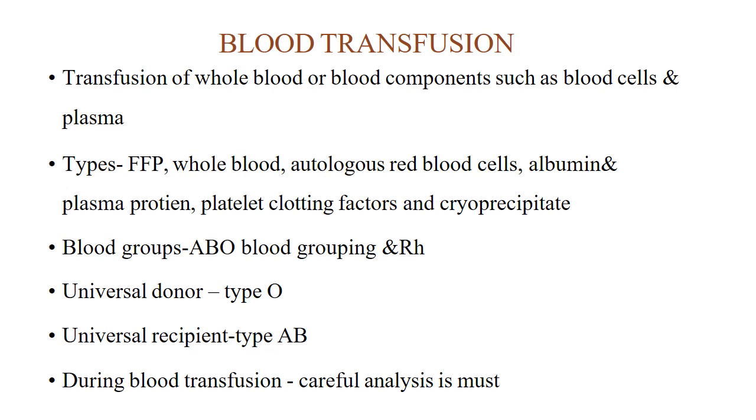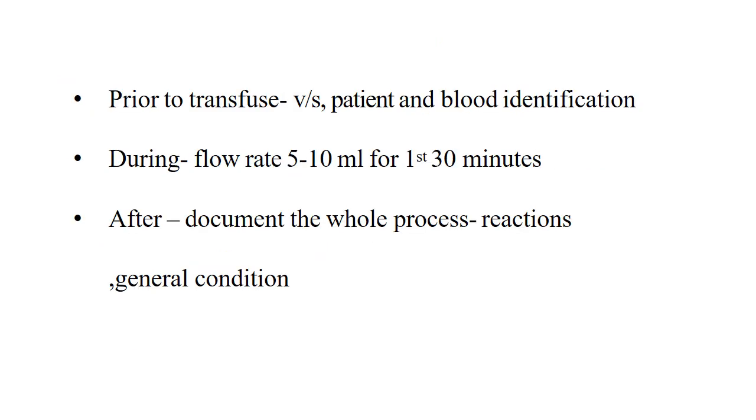During blood transfusion, careful analysis is a must. Prior to transfusing, we should check the vital signs of the patient and blood identification. We should identify the patient correctly. After that, we should identify the blood. The flow rate is 5 to 10 ml for the first 30 minutes. After that, document the whole process, reaction and the general condition of the patient.